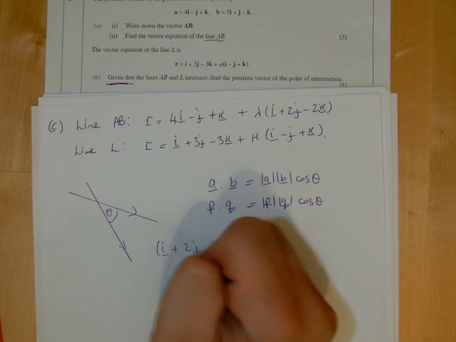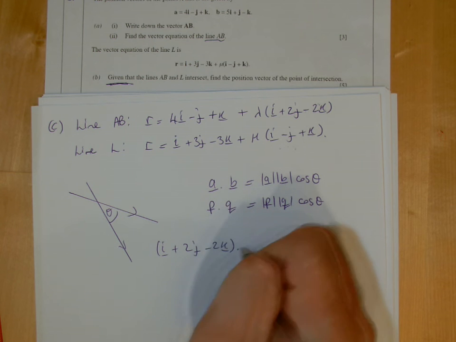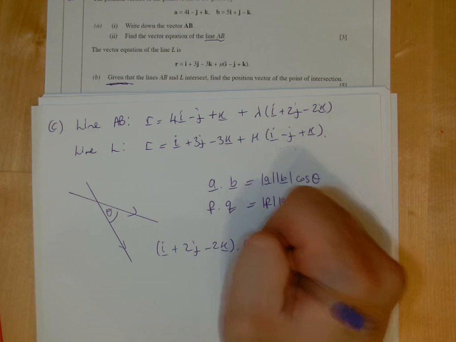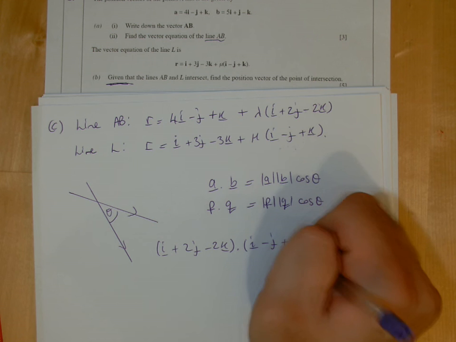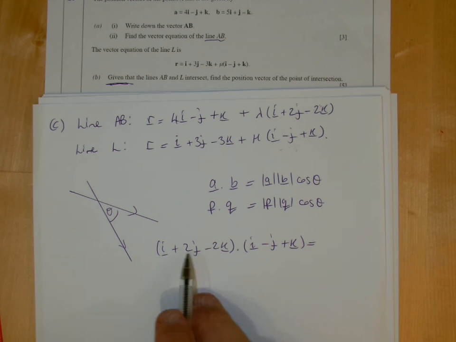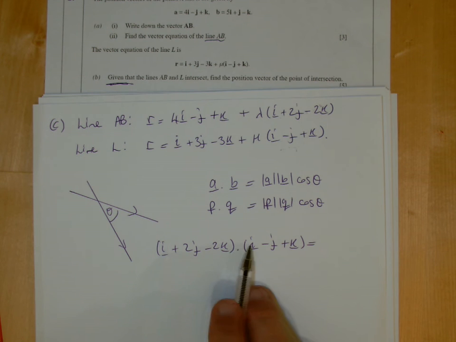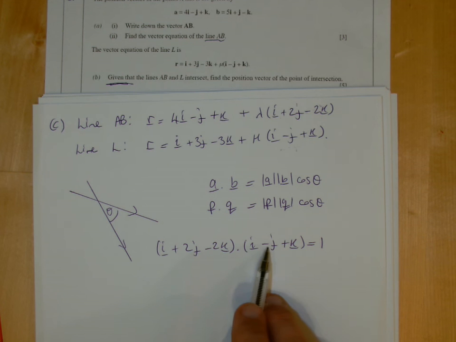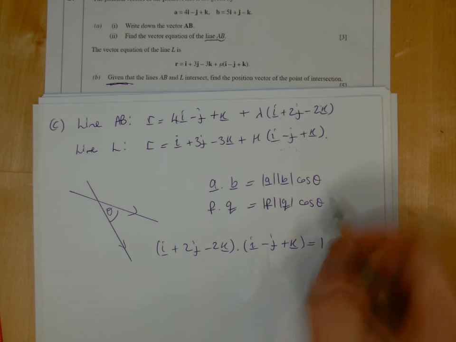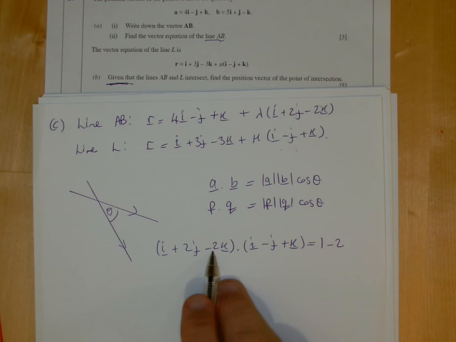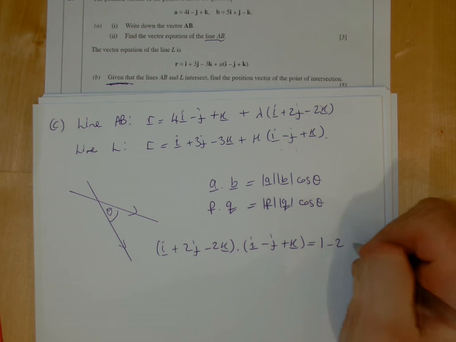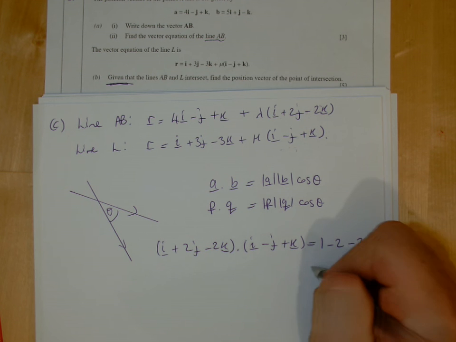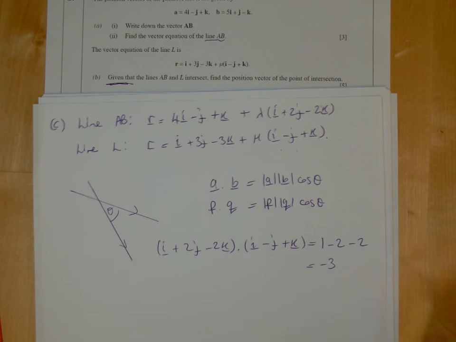I plus 2j minus 2k, dotted with I minus j plus k, equals, well, let's just dot them. 1i times 1i gives 1, 2j times minus j, so 2 times minus 1 is minus 2, and minus 2k times 1k is minus 2, so that works out to be minus 3.